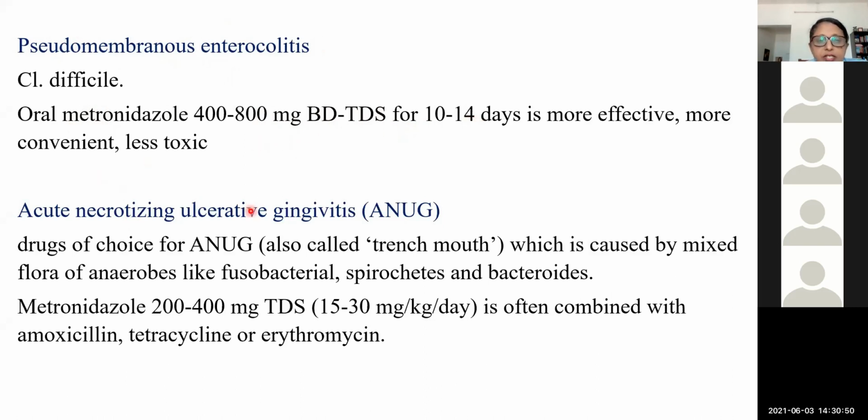Then acute necrotizing ulcerative gingivitis. Acute necrotizing ulcerative gingivitis.